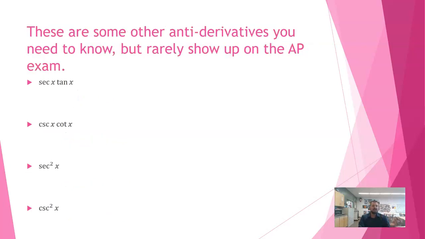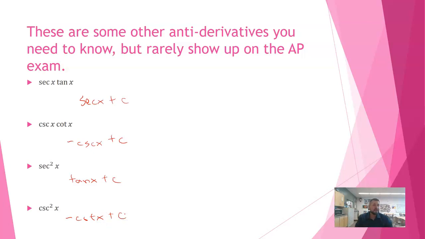Here's some that we should probably know that show up every once in a while. The antiderivative of secant x tangent x is just secant x plus c. Cosecant x cotangent x is negative cosecant x plus c. Secant squared is tangent x plus c. And cosecant x squared is negative cotangent of x plus c.